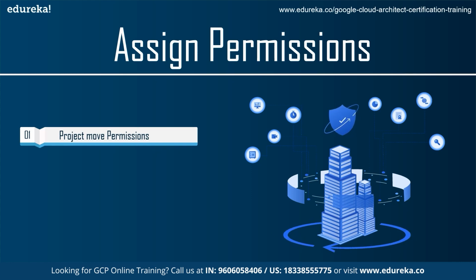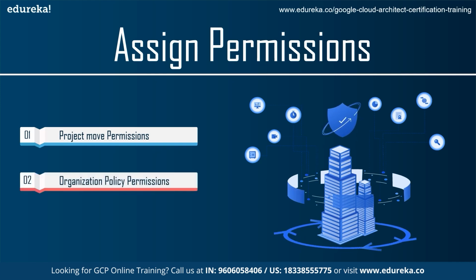If the destination resource is an organization, you need the Project Creator role or another role that includes the resourcemanager.projects.create permission. Now the second thing is organization policy permissions. On the source and destination organizations, you must have the Organization Policy Admin role, which grants permission to create and manage organization policies.